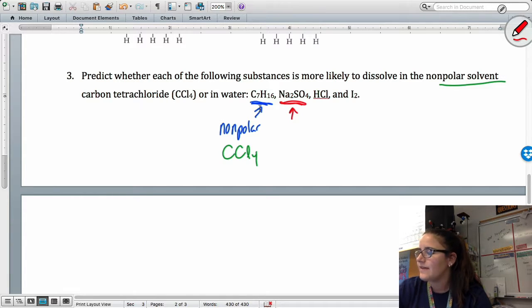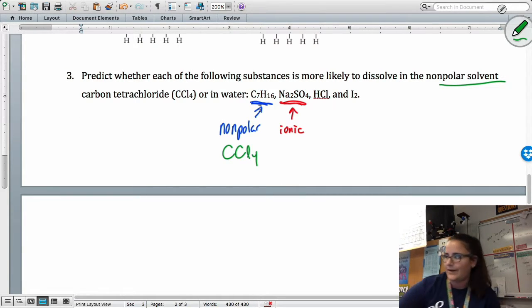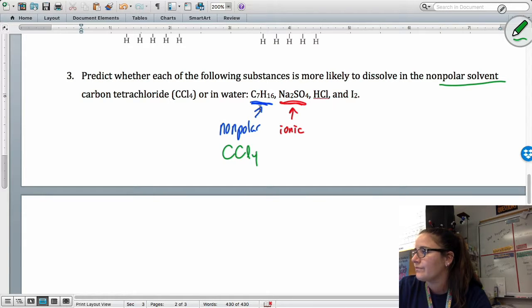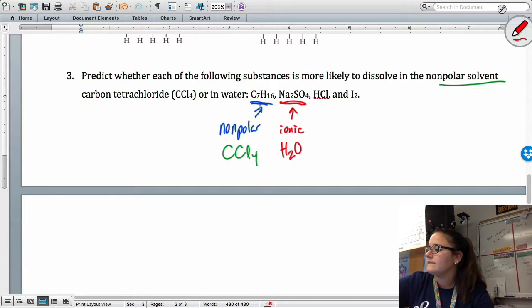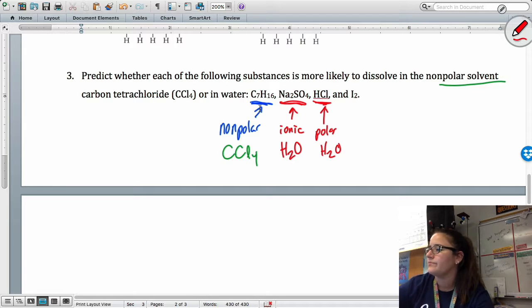Na2SO4 is ionic, and ionic substances dissolve much better in water. HCl is also a very polar molecule. It's actually an acid, super polar. It loves to dissolve in water.